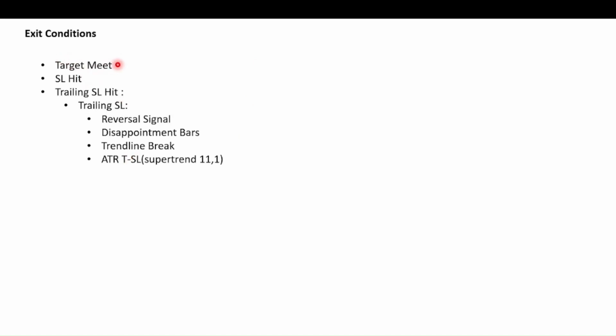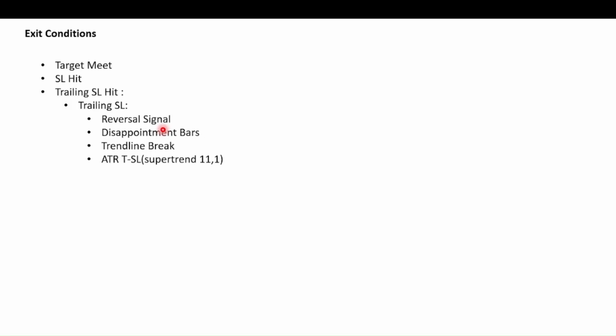So there is a predefined target 1 and target 2 for these trades. If the targets are met, you exit. We also have an SL, but we don't let the predefined SL hit. This is to be on the safer side so that you don't blow your account. So when you take a trade, you'll keep this SL in your system. But we also maintain a trailing SL. Trailing SL could be different things.